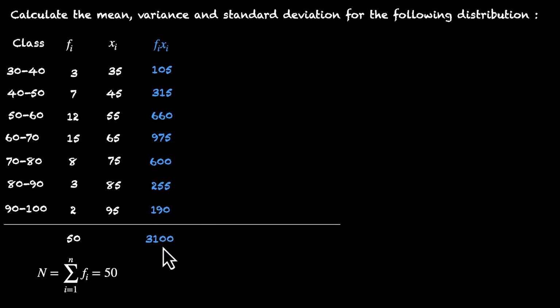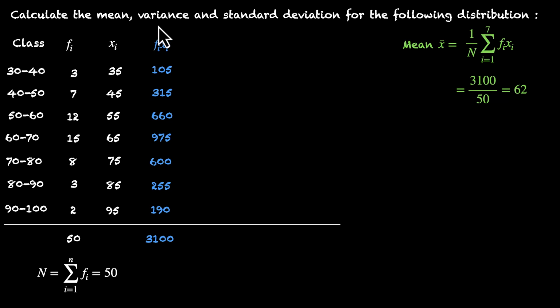Now we can figure out the mean. Mean is going to be 3100 divided by 50, sigma fi xi divided by sigma fi. So mean is 1 by n sigma fi xi, that's 3100 by 50. 31 times 2 is 62. So that's our mean. Now we have the mean.